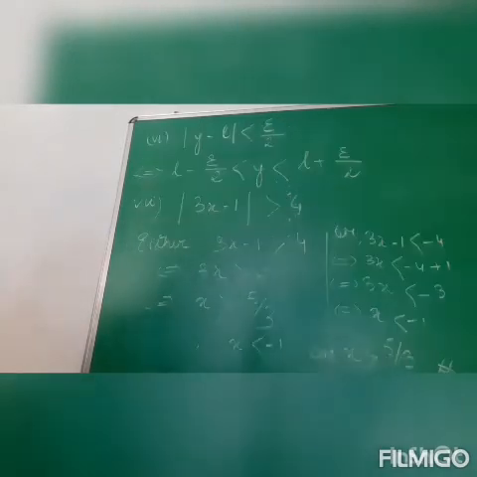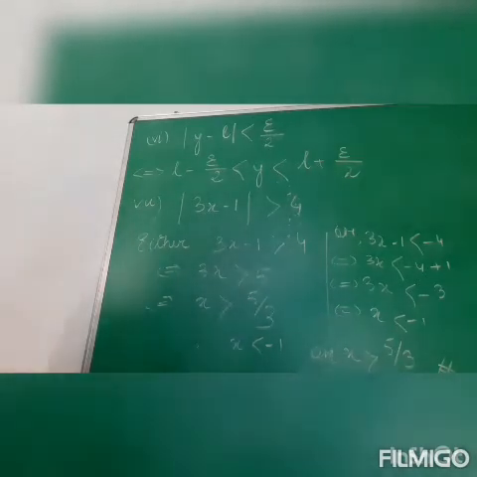Okay. Next see question number 6. Mod of y minus L is less than epsilon by 2. So from the property we can write that L minus epsilon by 2 is less than y is less than L plus epsilon by 2. Okay. Next number 7. Mod of thrice x minus 1 is greater than 4.